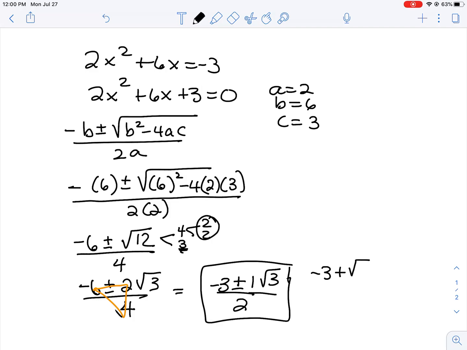You can break that up into 2 separate solutions, and there's a 1 there in front of the square root of 3, so technically you don't have to write that, but we could write the 2 separate solutions like this. So we get -3 plus the square root of 3 over 2 and -3 minus the square root of 3 over 2. So that's how you do your quadratic formula and reduce a square root, and then actually reduce the entire problem at the end.